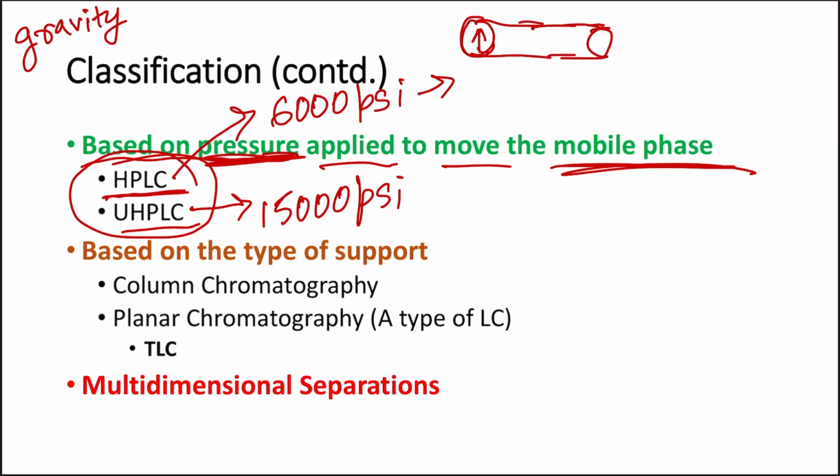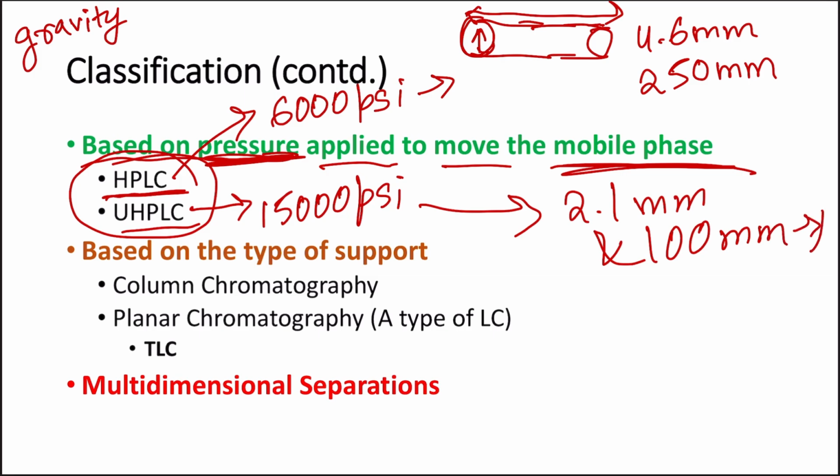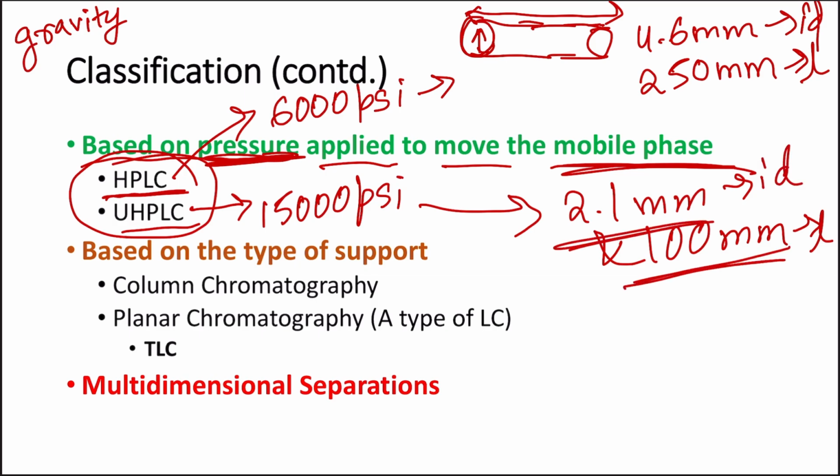This internal diameter in case of HPLC is 4.6 millimeter, and the length of the column is 250 millimeter. Whereas in case of UHPLC, the internal diameter is about 2.1 millimeter and the length is 100 millimeter. So this is the length, this is the internal diameter. As you can see, the dimensions are smaller for ultra high performance liquid chromatography, and this is the reason why the pressure is more, and it is even more efficient than HPLC, because more pressure is applied to the mobile phase.